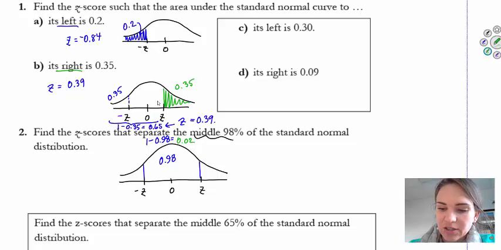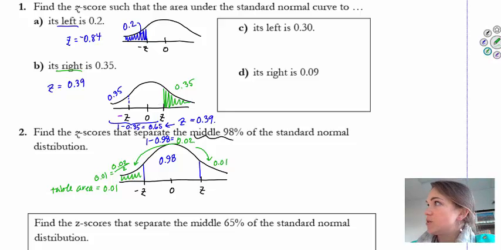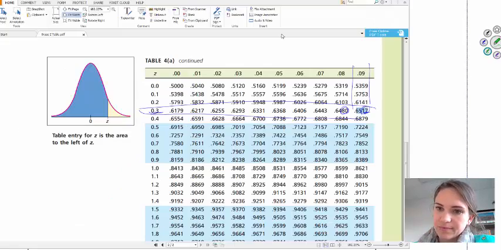And then the curve is symmetric again, right? So there's 0.02 divided by 2, which is 0.01 in this tail. And there must be the same amount of area in this tail. So from there we can read inside the table what z-score has an area to the left of 0.01. That will give us this left-handed z-score. Let's check it out.